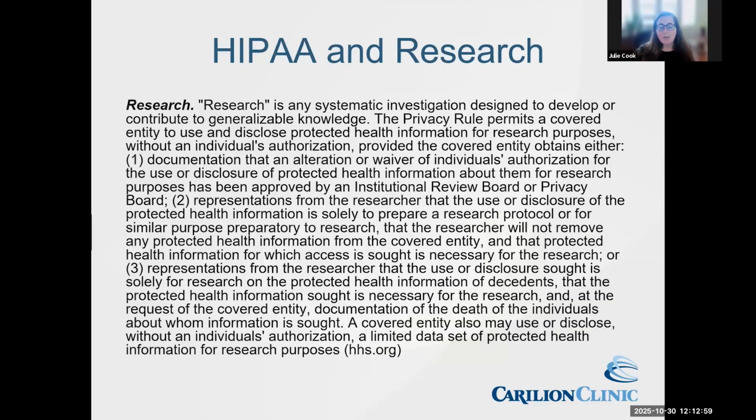So these pathways that they came up with, when you don't have the authorization of an individual, involve documentation, getting an alteration of a waiver of that authorization. And you can do that by going through an IRB or a privacy board. And if we're talking about Carillion's patients and Carillion's data, you'll be going through the Carillion IRB to get that waiver.